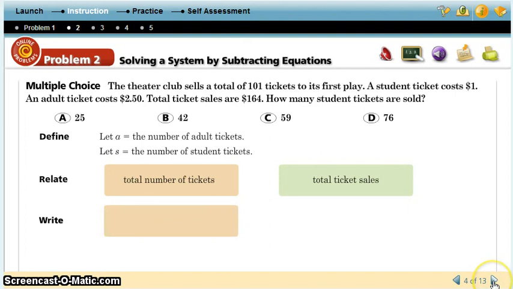The total number of tickets is represented by the number of adult tickets plus the number of student tickets, which equals the total tickets sold, 101 tickets. The total ticket sales is represented by the cost of an adult ticket, $2.50, times the number of adult tickets, plus the cost of a student ticket, $1, times the number of student tickets, which equals the total ticket sales, $164.